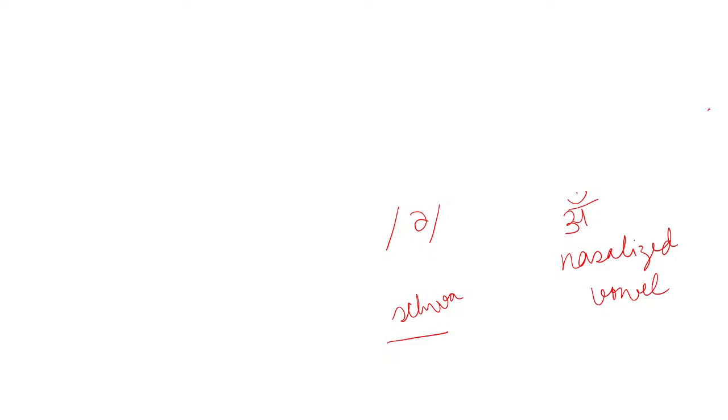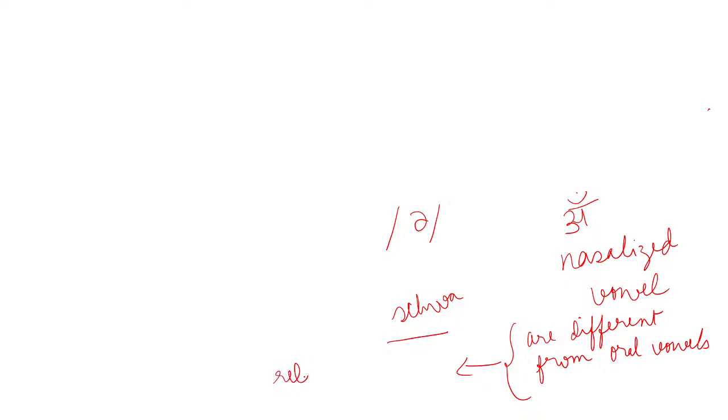And so the nasalized vowels are different from oral vowels. So how are they different? They are different because nasalized vowels are different from oral vowels because there is release of air from the nasal cavity.